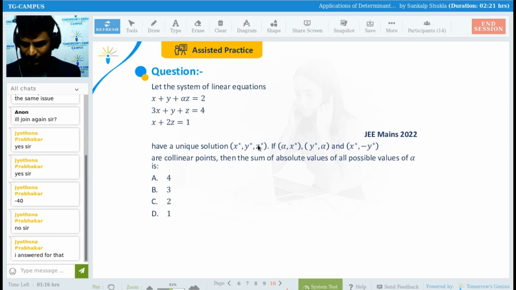Fine. This one is very important. It is from Mains 2022. Let the system of linear equations be this. Have a unique solution x star, y star, z star. If alpha, x star, y star, alpha and x star, minus y star are collinear points, then the sum of absolute values of all possible values of alpha is. You have to do this question on your own.